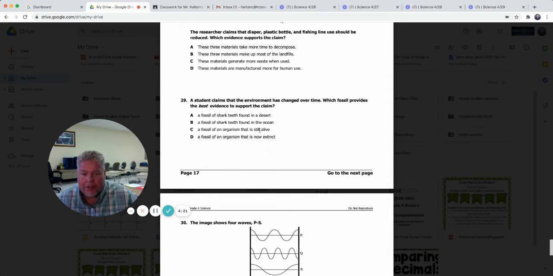A fossil of an organism that's still alive. That doesn't show anything's changed. How can you have a fossil if it's alive? Anyway, I'm just kidding. It's a fossil of the same type of organism that's alive. A fossil of an organism that's now extinct. The best choice is A, because environments changed over time. If you find a shark tooth in the desert, at one time that desert was covered with water and the sharks were swimming around and he lost his tooth. Now there's a desert, so the environment changed.